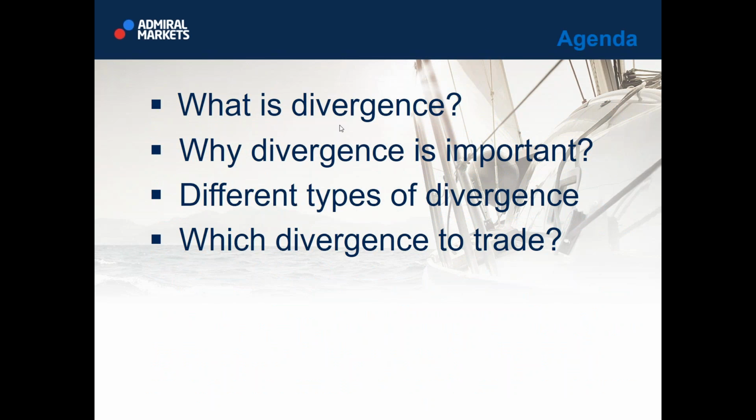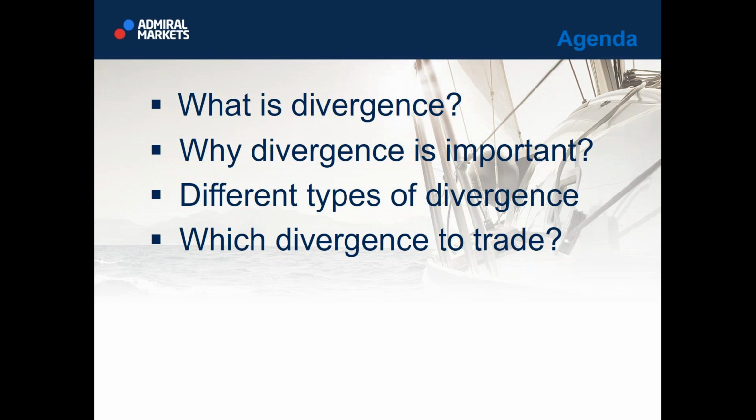Main subjects will be: what is divergence, why divergence is important, different types of divergence, and which divergence to trade. These will be the most important parts of divergence, and then we will switch to live charts. So don't ask how to trade divergence. Today we will speak about what divergence is, the different types of divergence, and which divergence to trade. Next time we will talk about how to trade divergence, because we need two separate lessons for that. We cannot put everything in a single lesson, okay?